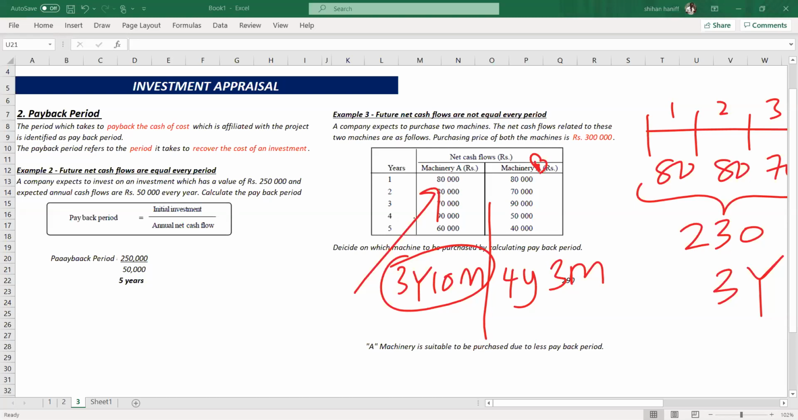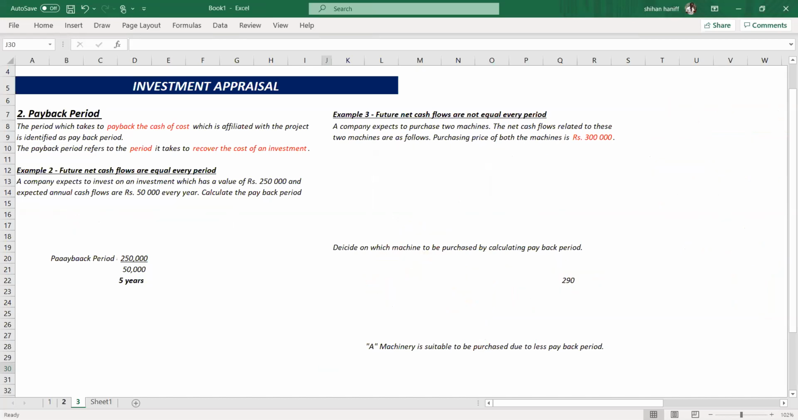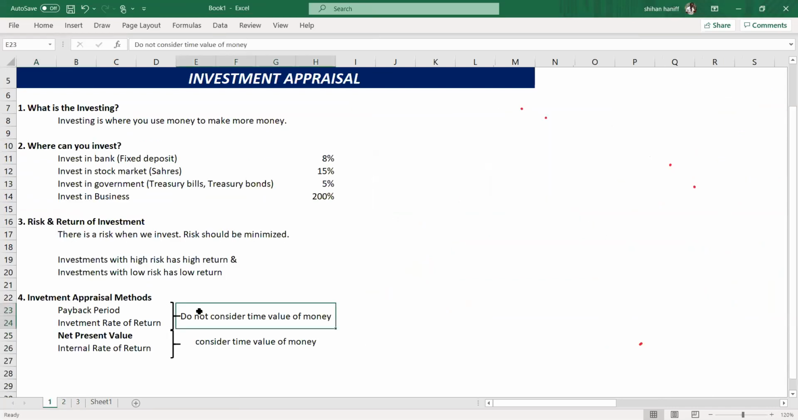Now, net present value comes in when we consider the time value of money. Here I was explaining the first two methods, the payback period and investment rate of return. We don't consider the time value of money in those. But when it comes to investment, it is very important for us to consider the time value of money.